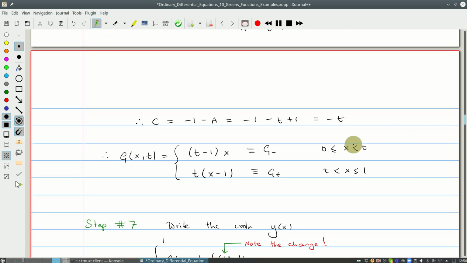Is it continuous? Well, when x is equal to t, you will have t minus 1 times t and t times t minus 1. So it's continuous. But if you differentiate with respect to x, you will find that the slope is not continuous.